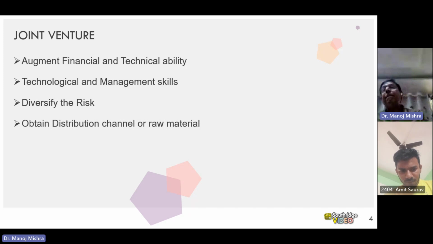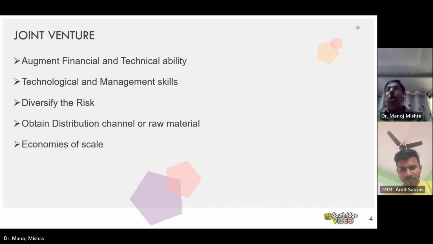So obviously, this becomes a very important reason for joint venture, either to get into a distribution channel or raw material, whatever is their need. And then, of course, we have economies of scale. When we produce, say, 100 items, the amount of money that we get or we benefit is, I think we will understand economies of scale better with an example.